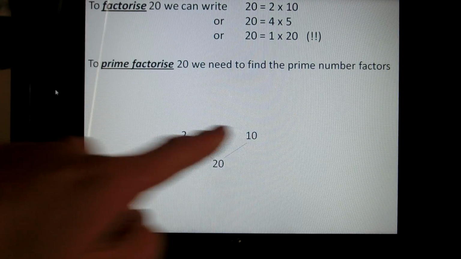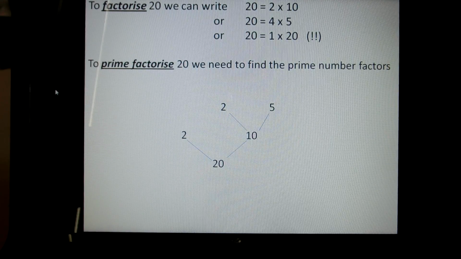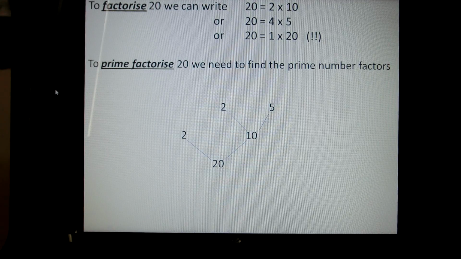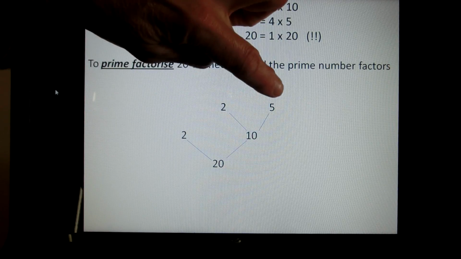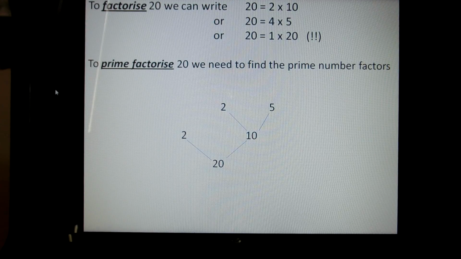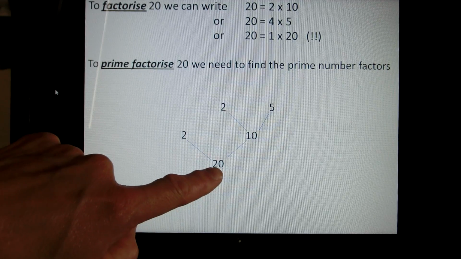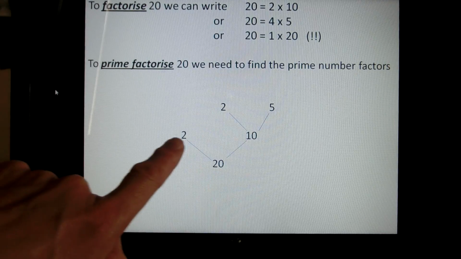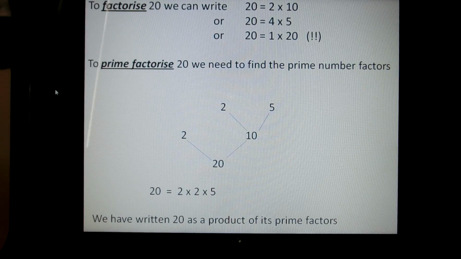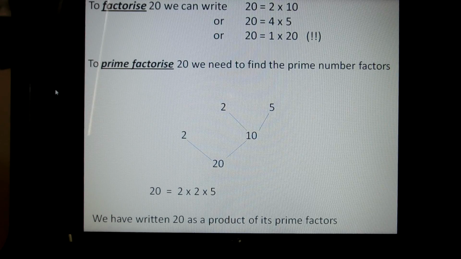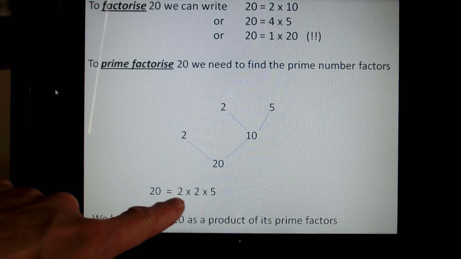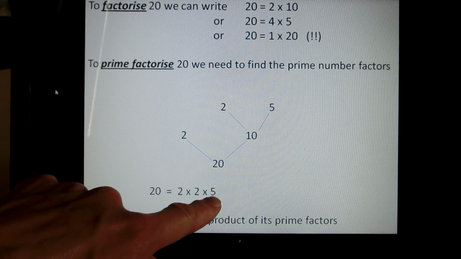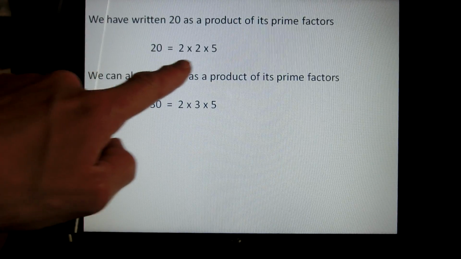The 10, though, can be broken down. 10 can be made by doing 2 times 5, but that's a prime number and so is that. So there's no more I can do in the way of breaking down this number, 20. So 20 can be made by doing 2 times 10, and 10 can be made from 2 times 5. So what we've got here is 2 times 2 times 5. 20 is 2 times 2 times 5, and now we've written 20 as a product of its prime factors. Prime factor, prime factor, prime factor. That's 20 as a product of its prime factors.